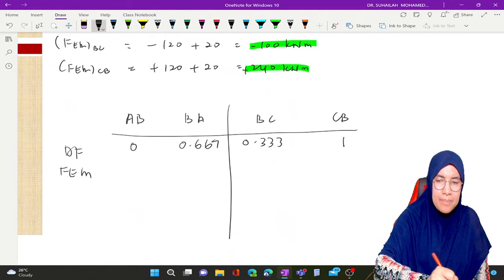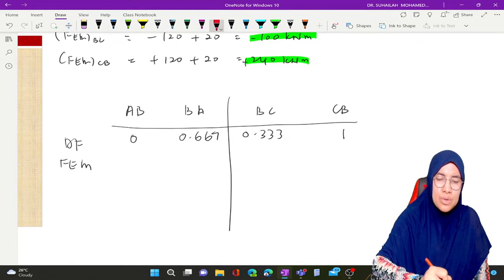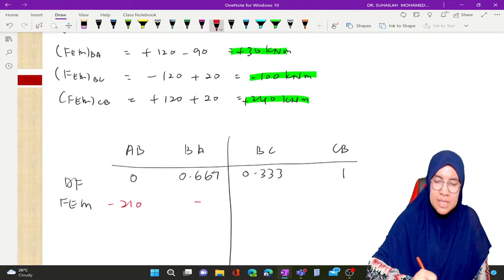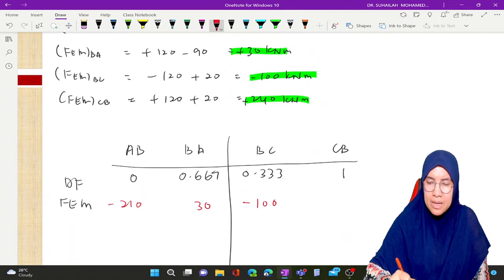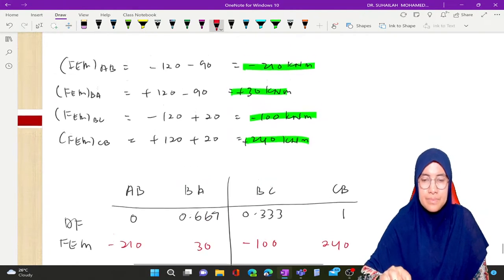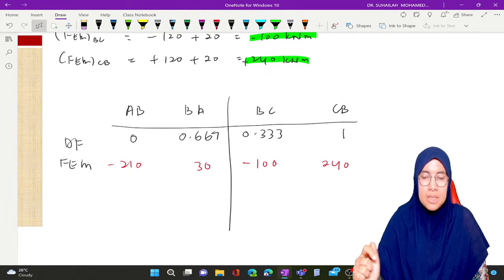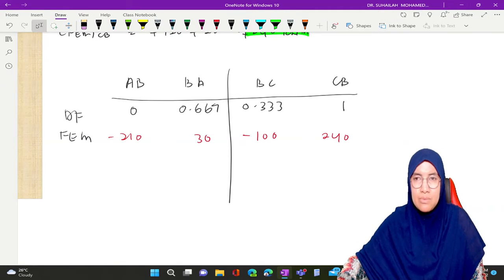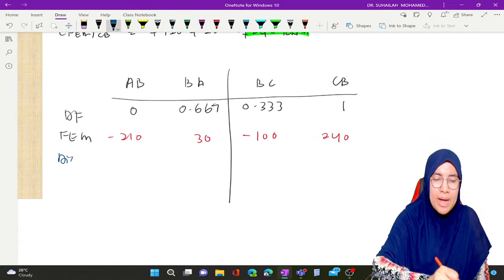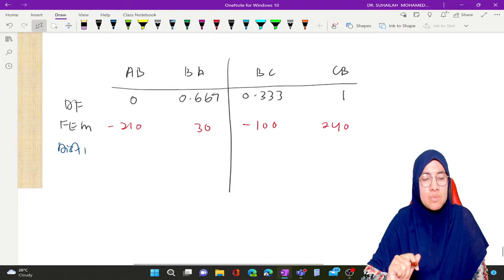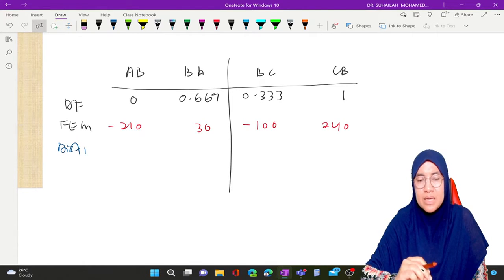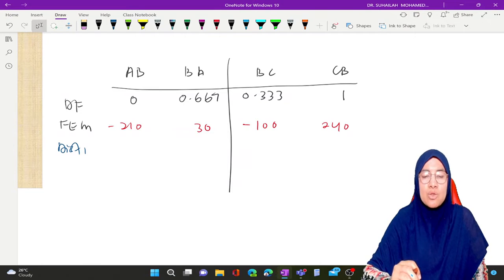The FEM, from this we get negative 210, negative 210, and then positive 30, and then negative 100 and positive 240. Now we will start the first distribution, distribution number 1. For AB, because the factor is 0, we don't have to do anything. For BA and BC, the factors are 0.667 and 0.333.